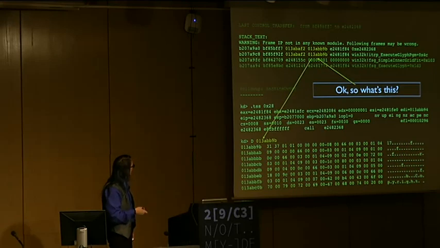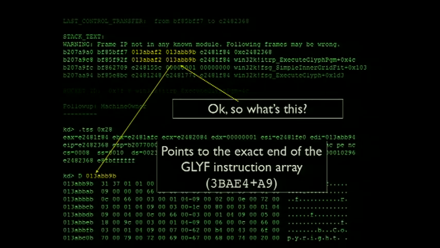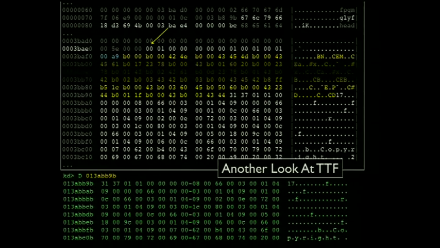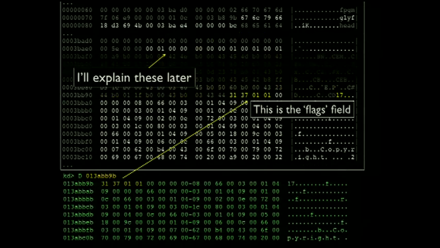So the second argument points to the end. These are the flags, which is that many bytes, plus it's pretty much that value plus the length of the thing. So it's basically pointing at the end, which is right there. This is what I just said.